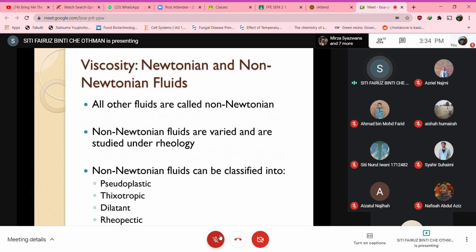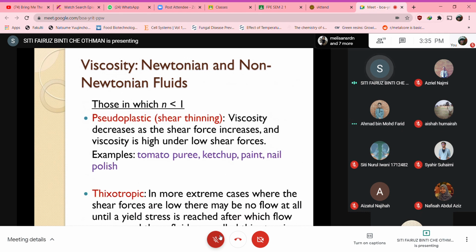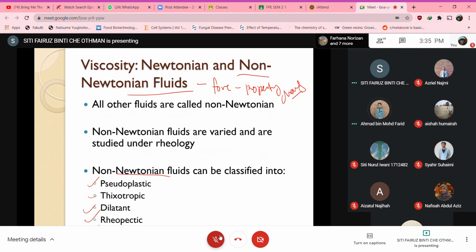Kalau yang I told you before, kalau water you apply any force the viscosity won't change. Tapi untuk non-Newtonian fluid ni, once you applied a certain force, dia punya property memang akan bertukar. It will change, okay? Alright, so there are different types of non-Newtonian fluids, which is thixotropic, pseudoplastic, dilatant, rheopectic and Bingham fluids.